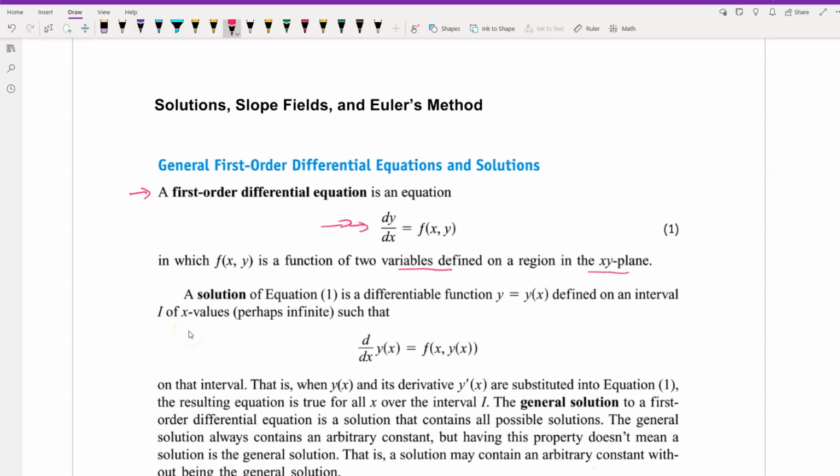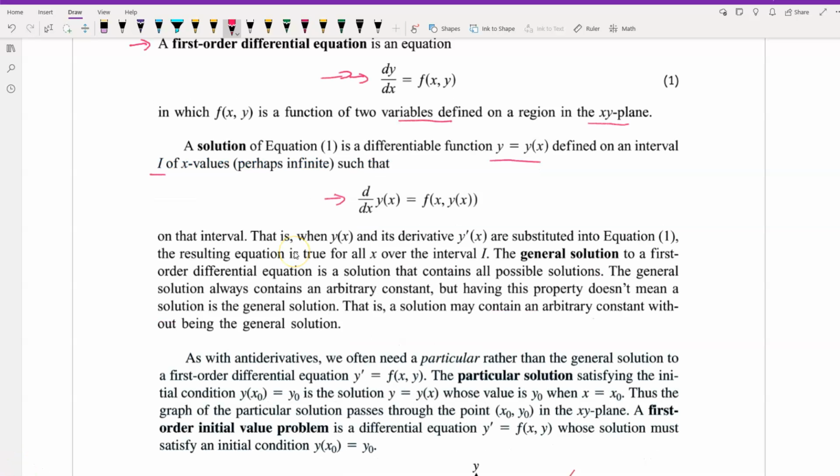A solution of this equation is a differentiable function y equals y of x defined on an interval I of x values such that d over dx of y of x is equal to f of x comma y of x on interval I. That is, when y of x and its derivative y prime of x are substituted into this equation, the resulting equation is true for all x over interval I.